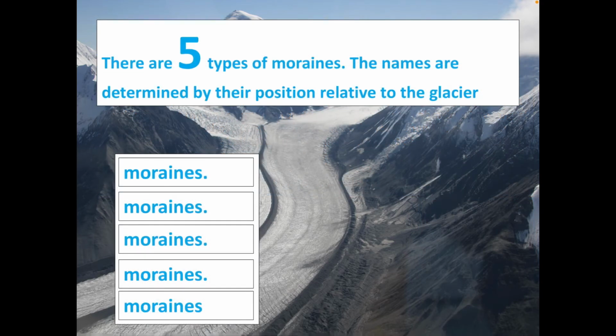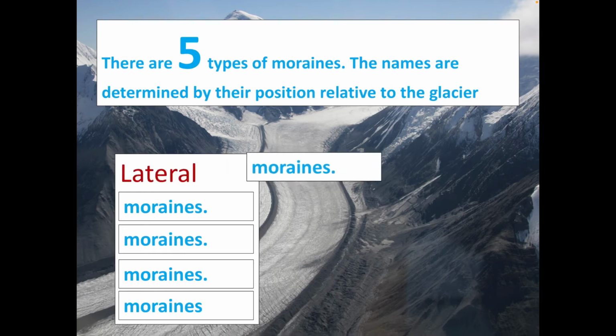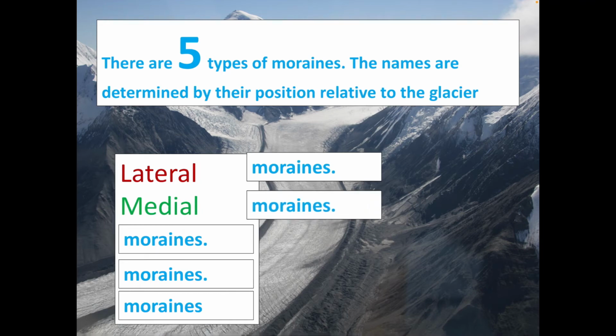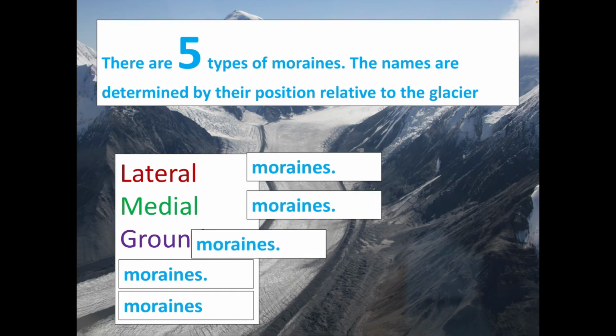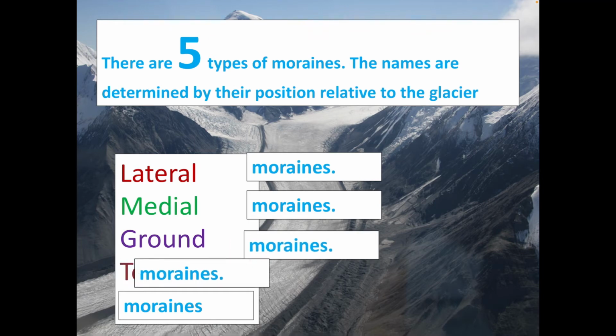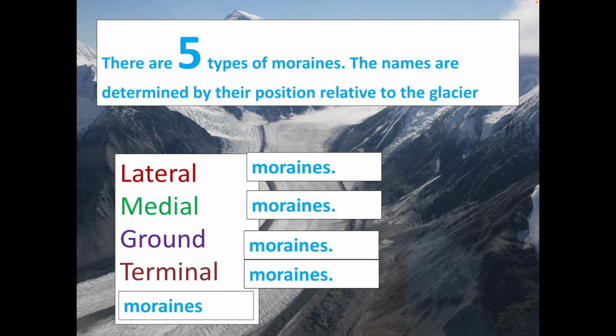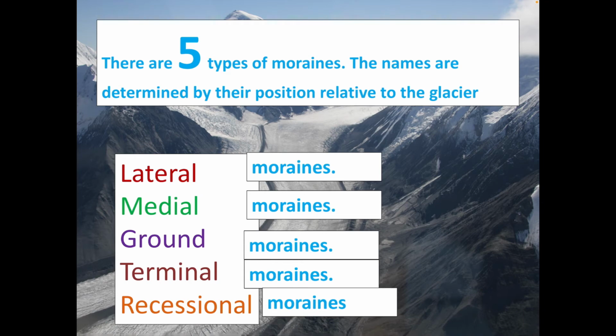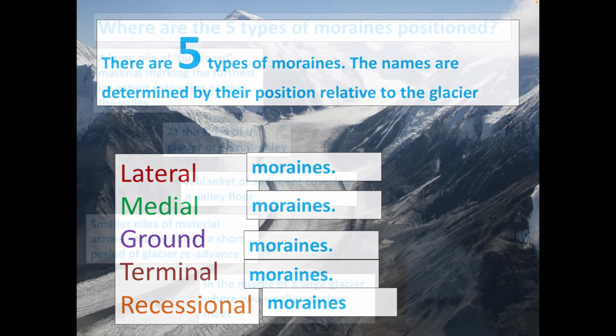And there are 5 types of moraine, and they are determined by their position relative to the glacier. So we have lateral moraines, which are ones that run down the side of the glacier. We have medial moraines, which are ones that run down the middle of the glacier. We have ground moraines, which are stored under the glacial ice or at the base of the glacier. There are terminal moraines, which are right at the snout of the glacier, or at the terminal of the glacier. And we have recessional moraines, which are where the snout used to be before the glacier retreated back up the mountain.